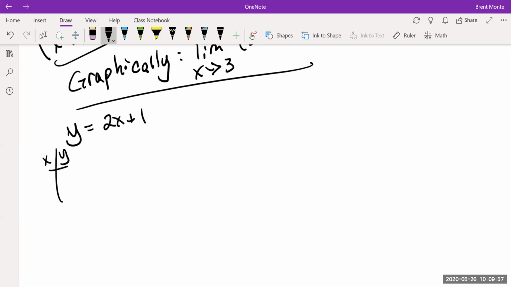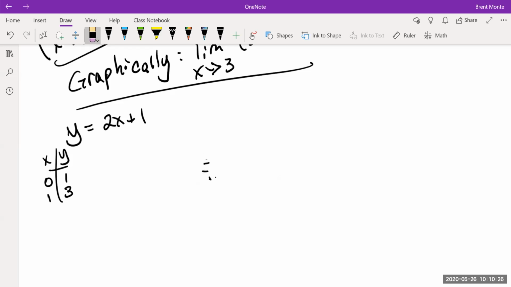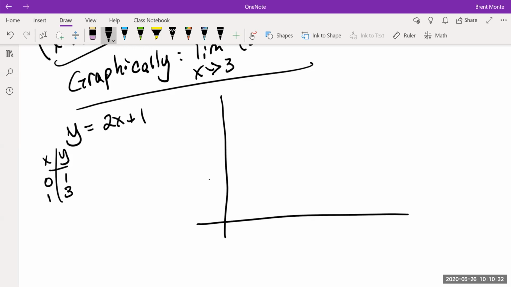I know when x is 0, y is 1. When x is 1, we plug that in. 2 times 1 is 2 plus 1 is 3. So I've got a line that goes through those 2 points. So let's go ahead and graph that. I only care about the first quadrant, so I'm going to make that larger. But I know I go through 0, 1, and then I'm even going to make that scale even a little bit bigger. So let's erase all of that. All right, so let's see. So let's go up to, because we're going out to x equals 3. 1, 2, 3.